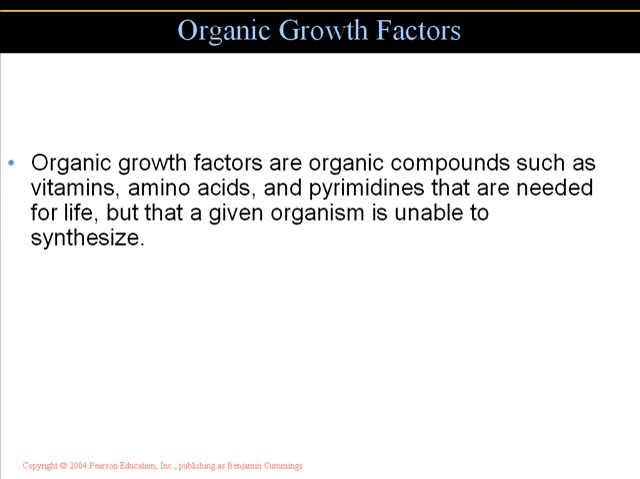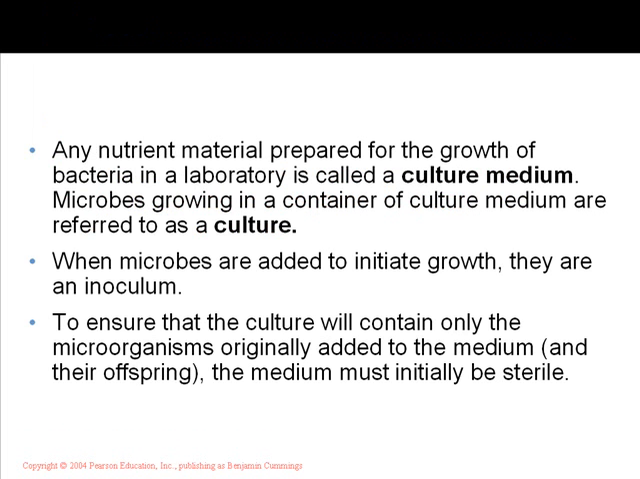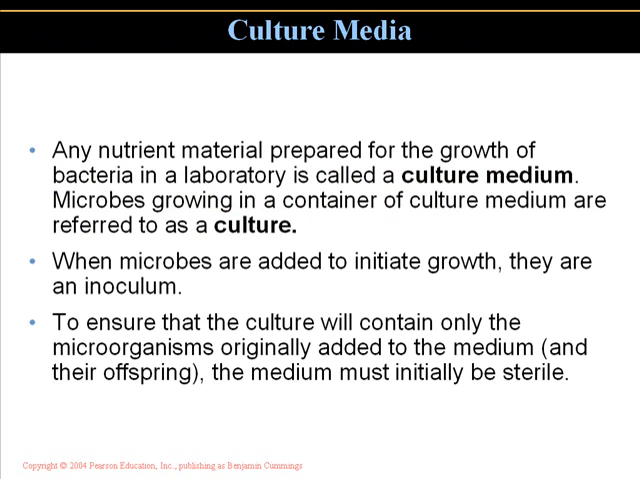Now, organic growth factors. Organic growth factors are organic compounds such as vitamins, amino acids, purines, and pyrimidines, which we'll talk about when we talk about the nuclear structure and genetic material. They are needed for life, but a given organism is unable to synthesize them, and so they have to be obtained from organic compounds. This is an organic growth factor. Vitamins, amino acids, purines, and pyrimidines are important. You should be familiar with these organic growth factors, again obtained from the environment.